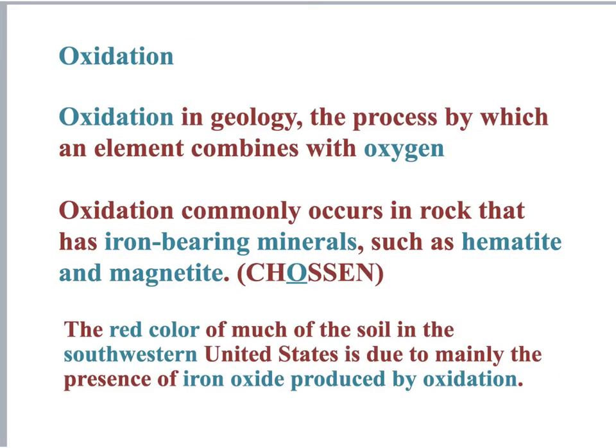Let's talk about oxidation first. You are more familiar with this than you know. Oxidation in geology is the process by which an element combines with oxygen. That would be the O, right? Oxidizing is when something comes in contact with oxygen. Oxidation commonly occurs in rock that has iron-bearing materials like hematite and magnetite.